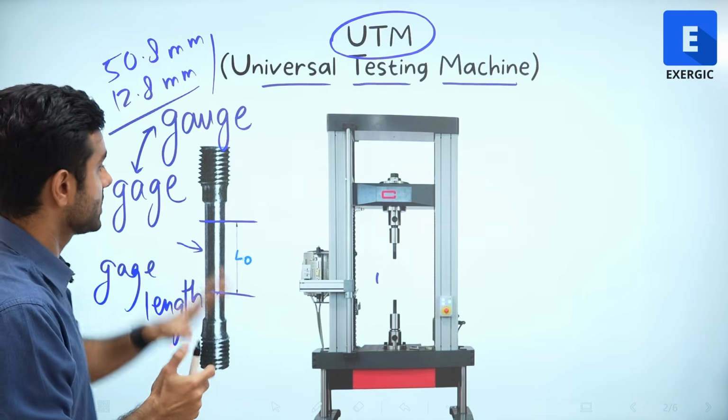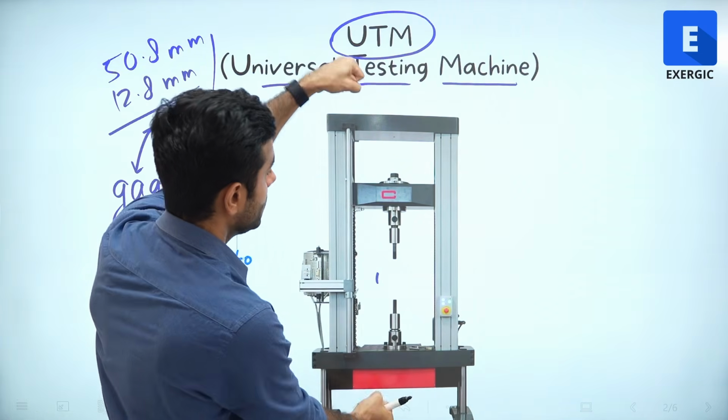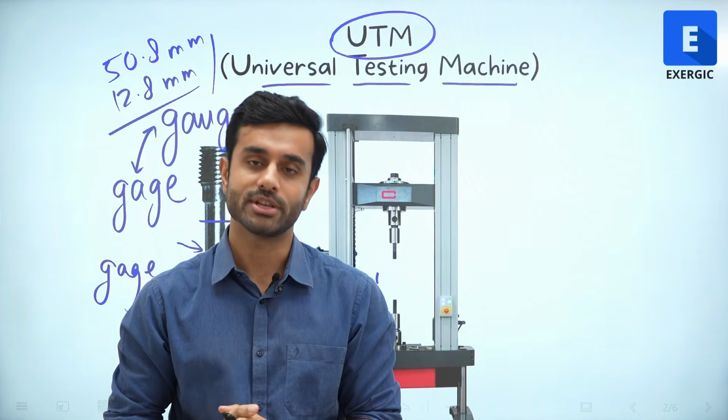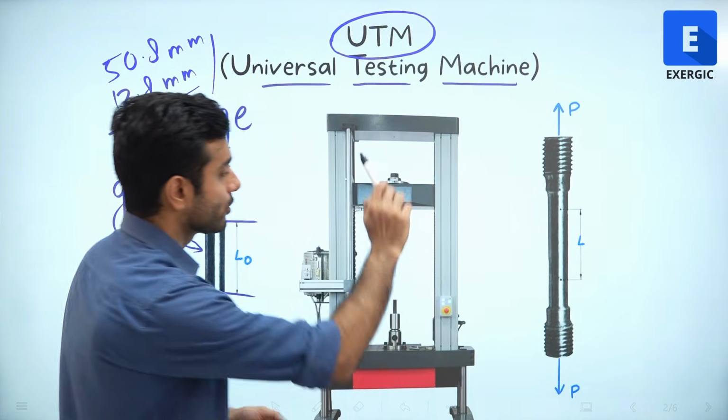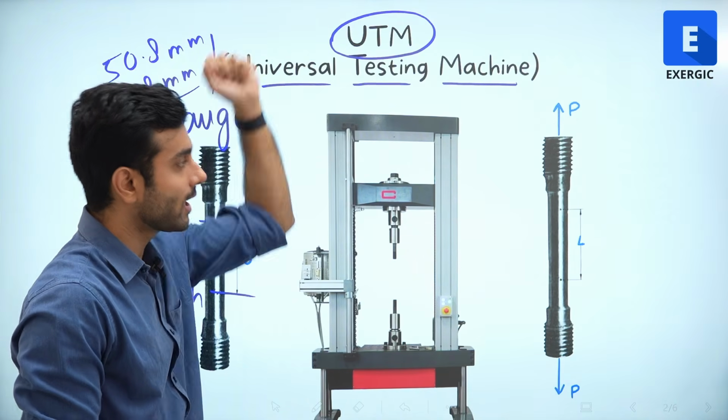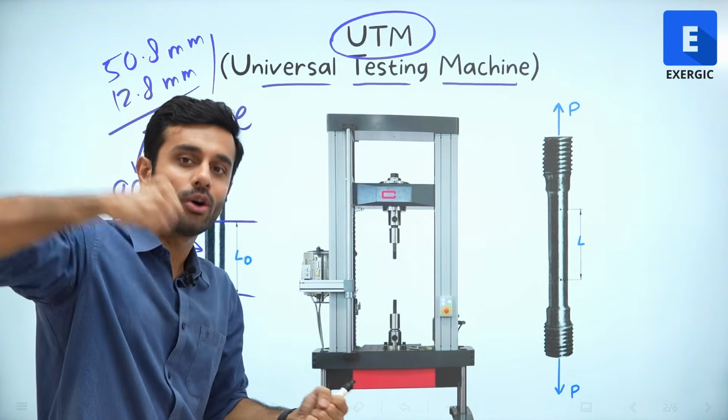Got it? So this is going to fit here, and then we are going to apply the load, and then we are going to do all the measurement. As a result of this movement, a load is being applied indirectly. We are basically elongating it.